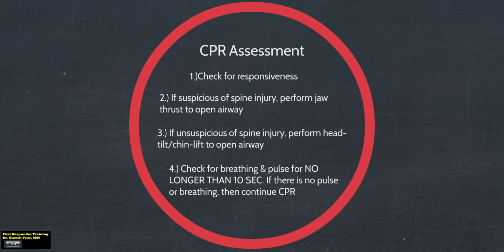When assessing for CPR, we'll first start by checking for responsiveness, an attempt to wake the patient who is unconscious. If we're suspicious of a spinal injury, we want to open the airway using the jaw thrust maneuver. If we're not suspicious of a spine injury, then we'll perform the head tilt chin lift maneuver to open the airway. We will check for breathing and check for pulse, but take no longer than 10 seconds to do so. If there is no pulse or breathing, then we will continue to CPR.